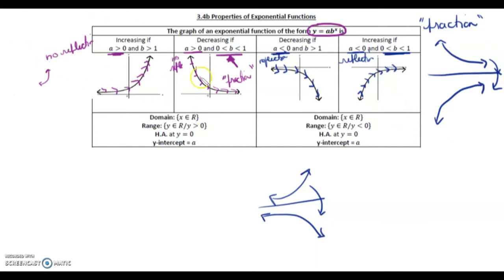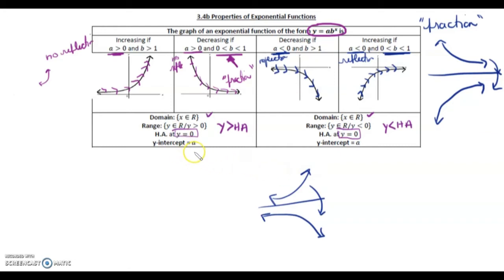Okay, so let's just go to domain, range, horizontal asymptote, and y-intercept. So domain is still x ∈ ℝ for all of them. Okay, and we kind of talked about the range in the last lesson, but since they're above the asymptote, or above the x-axis, y is greater than that horizontal asymptote. And when it's reflected, y is less than the horizontal asymptote. Because there's no shift, the horizontal asymptote is still at y equals 0 in both of these, okay? No shift up or down.